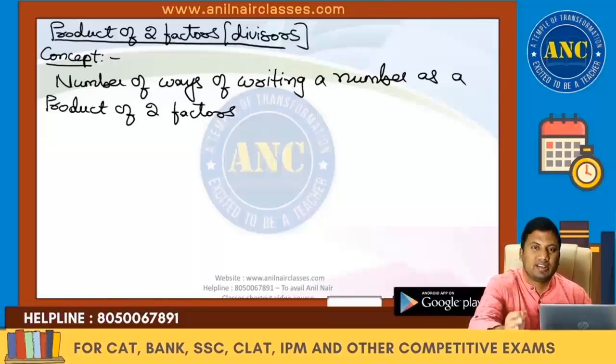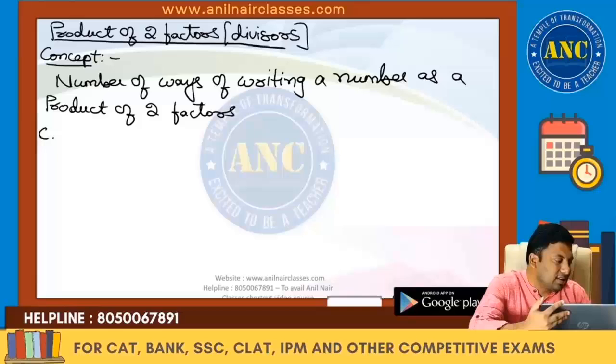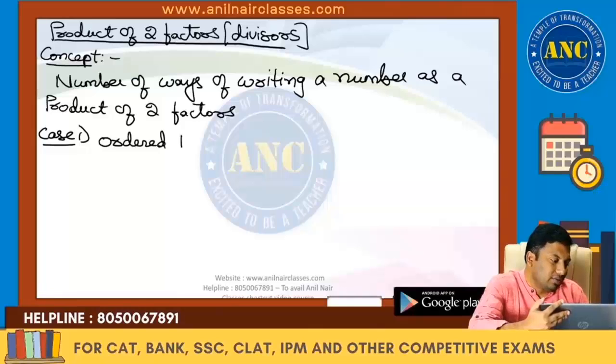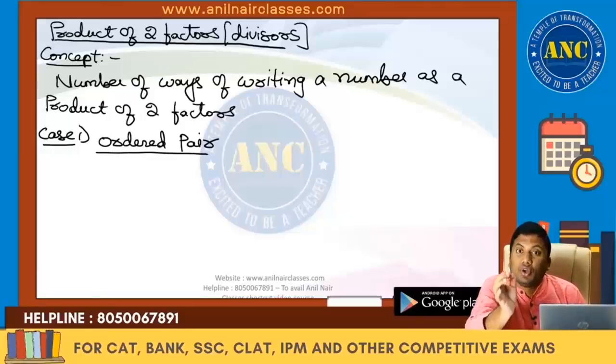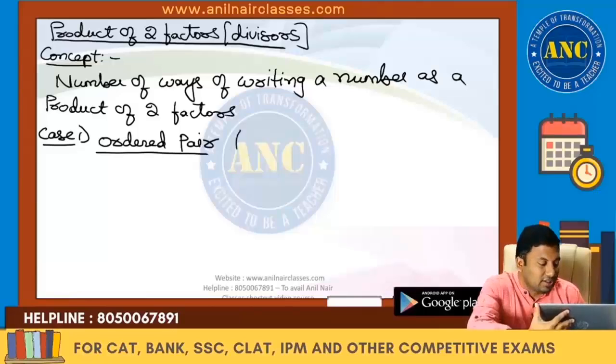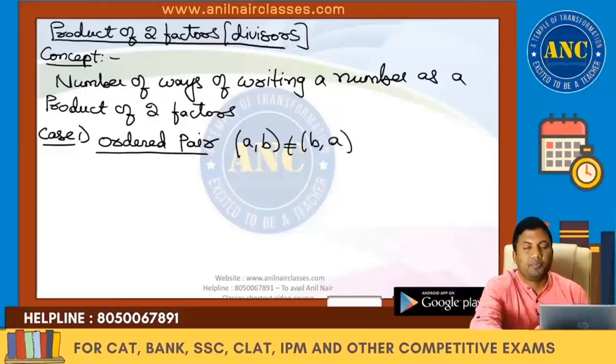There are two cases. We will do case by case. Case 1, which is an ordered pair. What do you mean by an ordered pair? The order in which you write the variables matters. That means A and B is quite different from B and A.